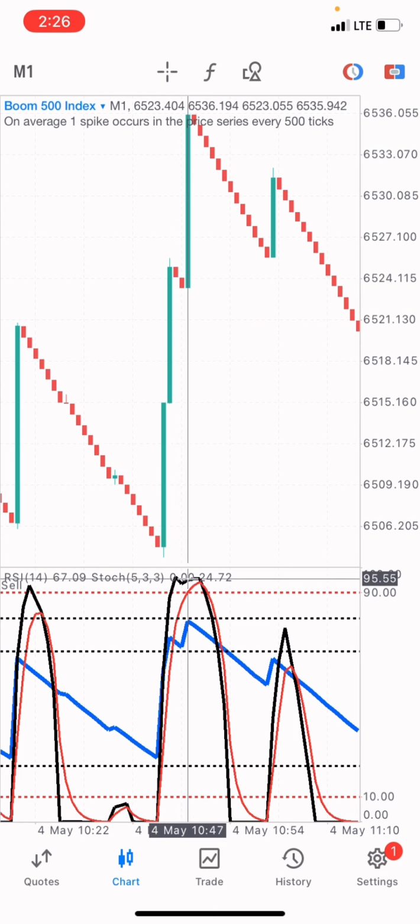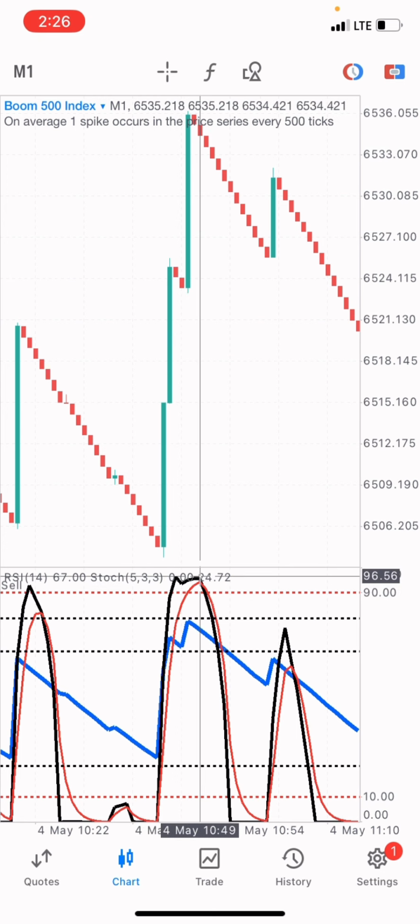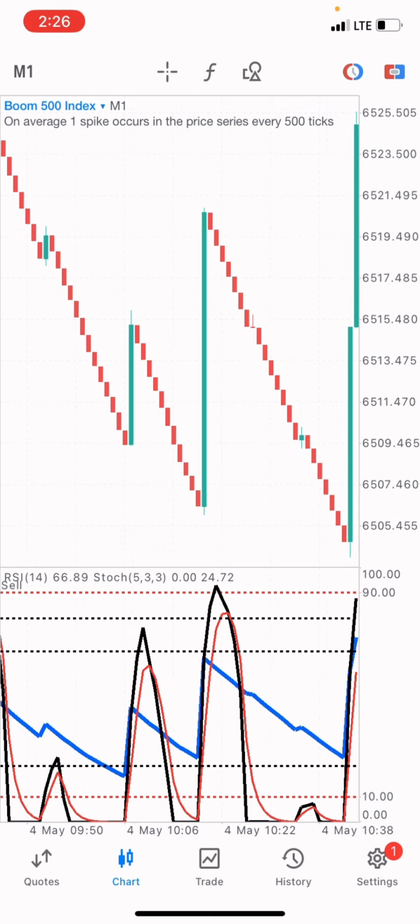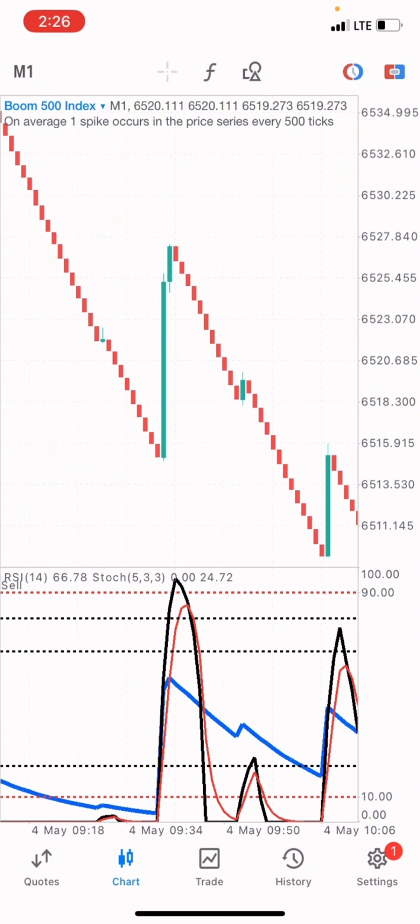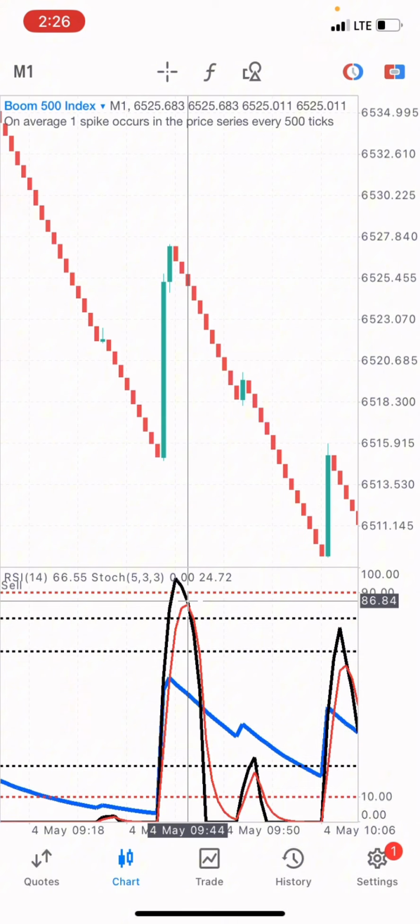Take a look at this point as well. Above the level of 90, there's a crossing. You place your sell for 3 candlesticks. Take a look at this point as well. Okay, take a look at this point. There is a crossing above the level of 90 and here crosses between the black and the red. So you see how accurate this strategy is for placing a sell only on the BOOM 500 index market.